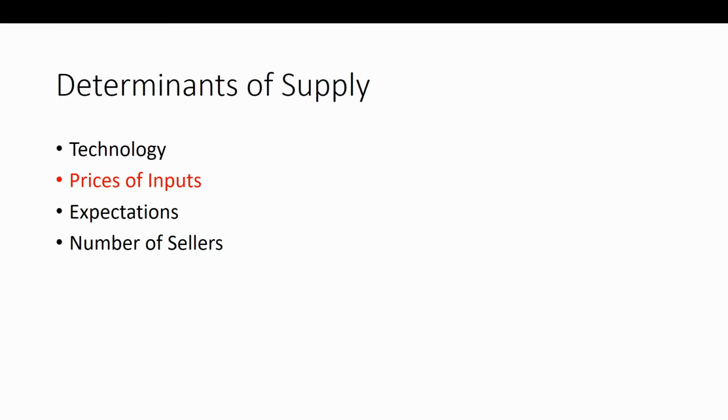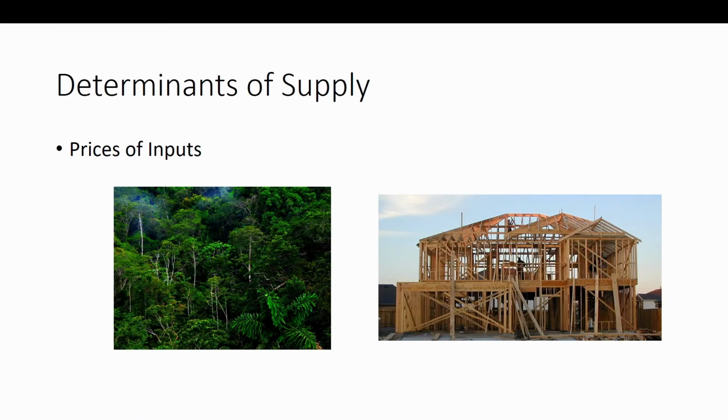Next determinant of supply is prices of inputs. Okay. Recently, the price of wood has skyrocketed. My parents do a lot of construction, and with construction, you need a lot of wood. So the price of an 8-foot 2x4 about 2.5 years ago, so back in 2017, was about $2.50. And nowadays, if you run to the hardware store here in 2020, if you want an 8-foot 2x4, it's going to run you about $4.